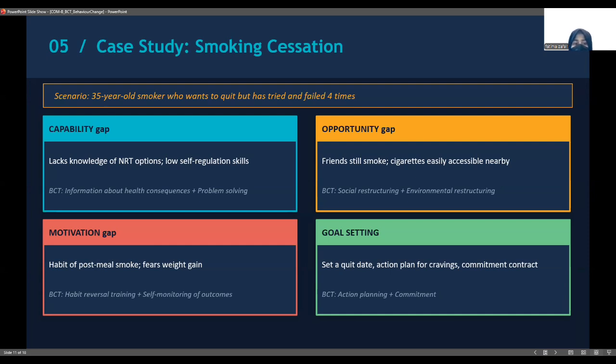After that, there is a motivation gap, that is habit of a post-meal smoke, beers, weight gain. How BCT improves it, that is habit reversal training along with self-monitoring of outcomes. And at the end, there is goal setting, that is set a quit date, action plan for cravings, commitment contract. And how BCT will help in it, that is action planning and commitment. So you will see how this scenario helps us convert the COM-B model into the BCTs.